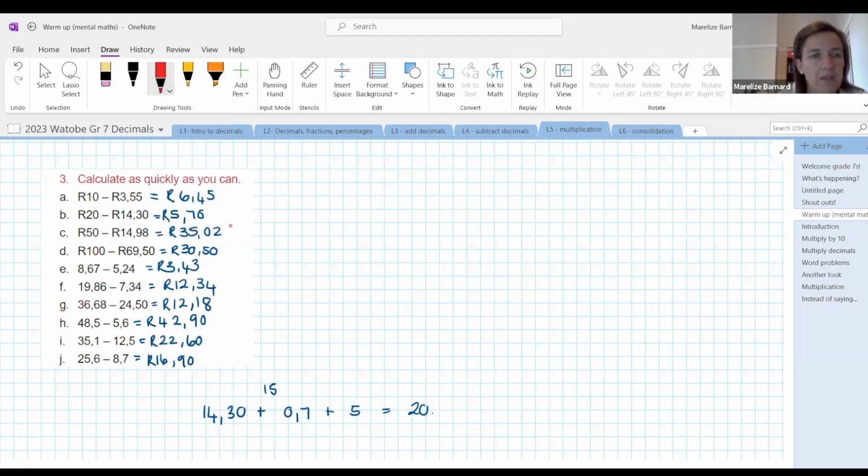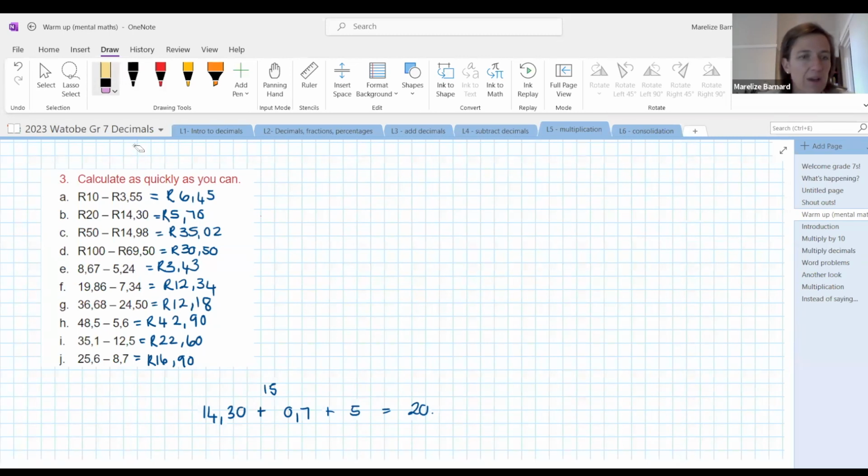100 minus 69 rand 50 is 30 rand 50. 8 rand 67 minus 5,24 is 3,43. 19,86 minus 7,34 is 12,52. 36,68 minus 24,50 is 12,18.